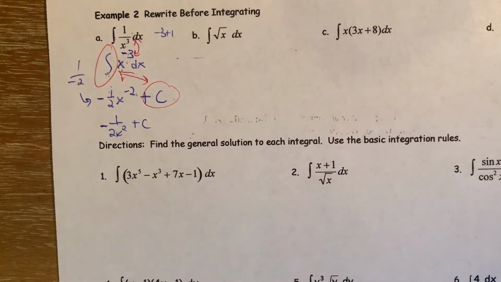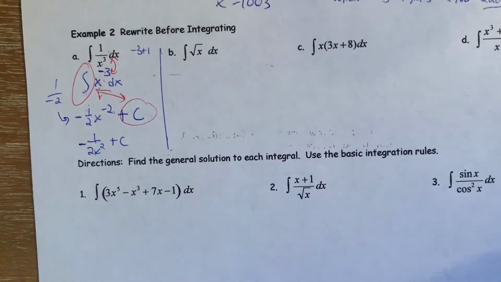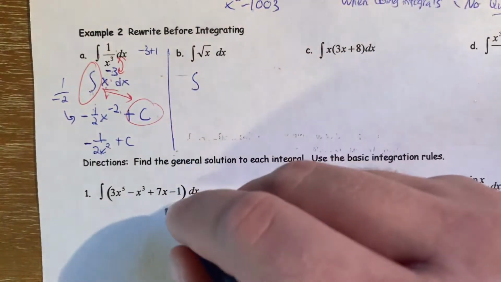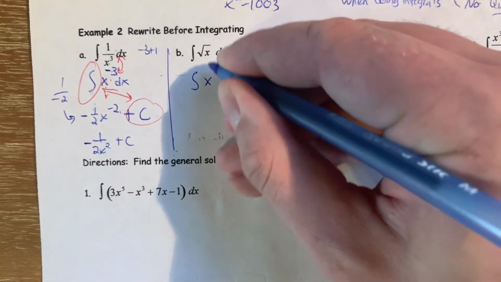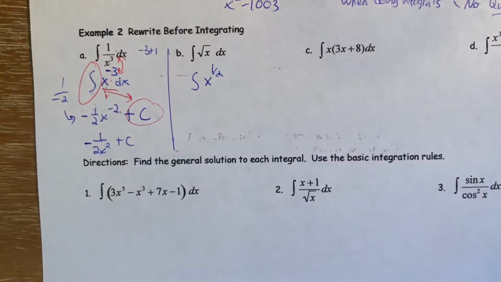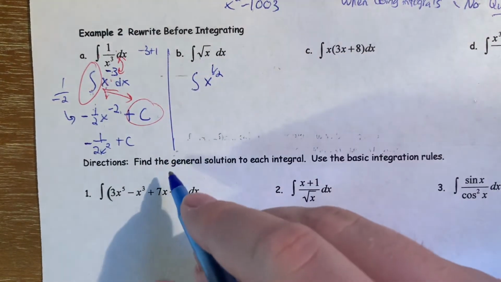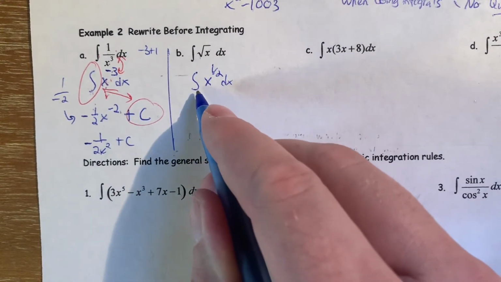Okay, so hopefully you feel okay about that. How about this next one? You try this one on your own. How should we rewrite this? This is the integral of a power. The root is x to the 1/2 power, and it's to the 1 power. And so now we can do this. This is dx. So what is this integral?